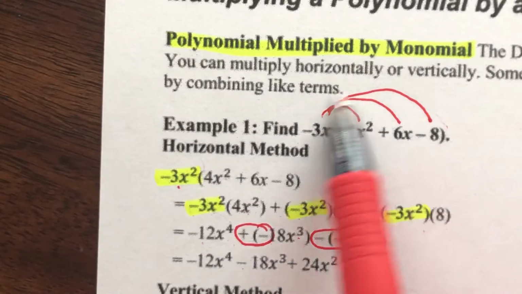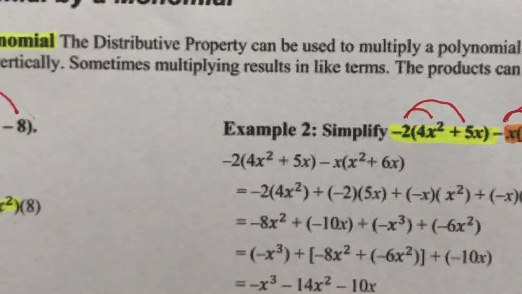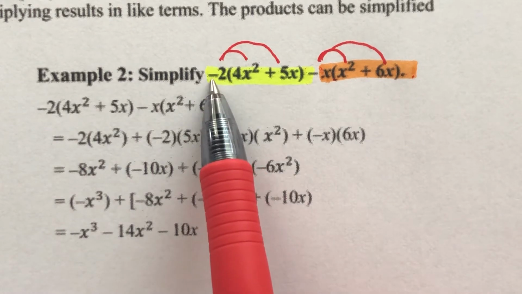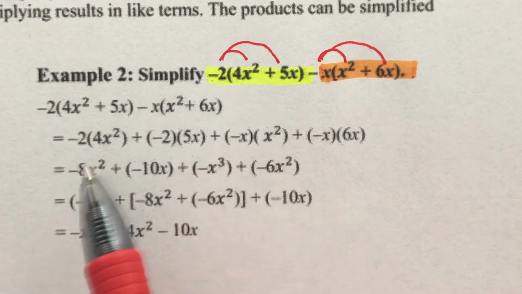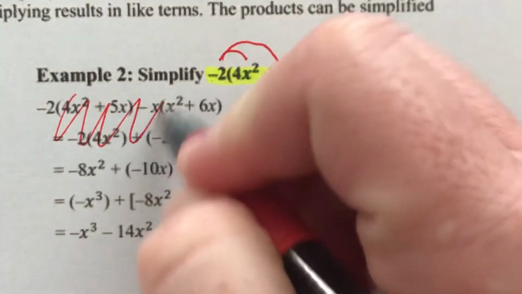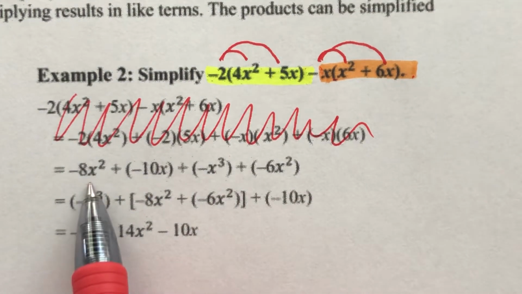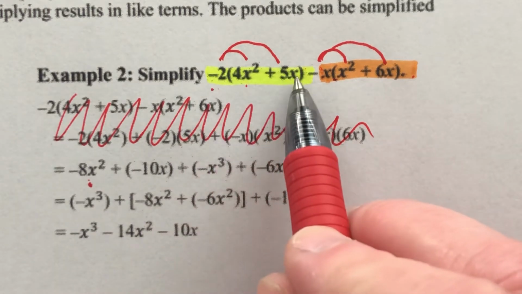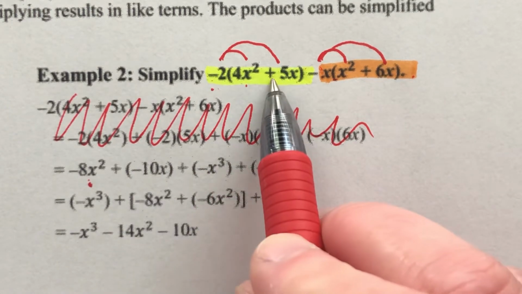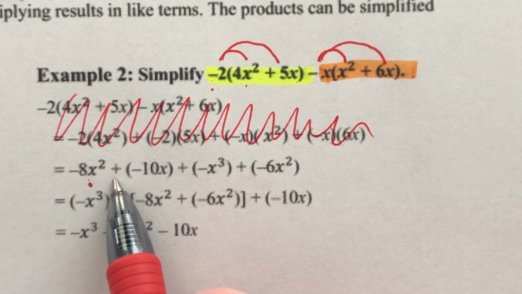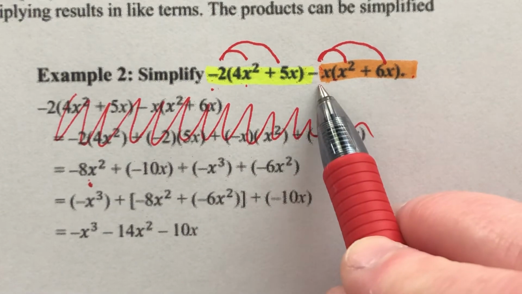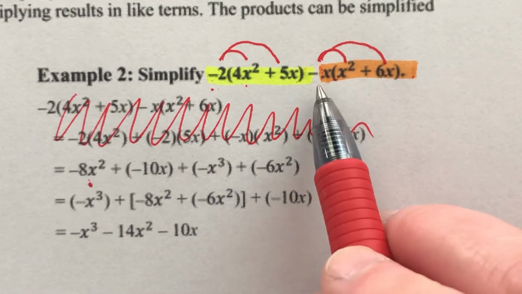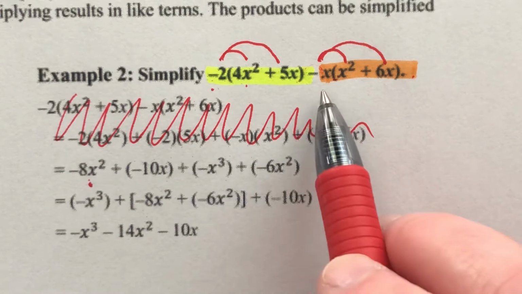Instead of over here, we just had one big multiplication problem. Okay, so when we start to simplify this guy, I'm going to skip this and go right down to here. Negative 2 times 4x squared is negative 8x squared. Negative 2 times 5x is negative 10x. There's a plus sign in between, so we keep that plus sign in between here. Okay, negative x times x squared is x to the 3rd. Now, they kept the negative sign with the x.